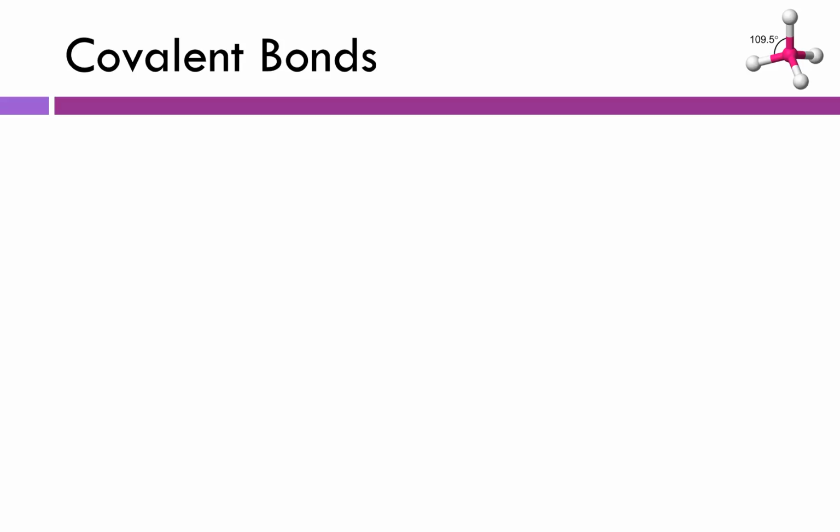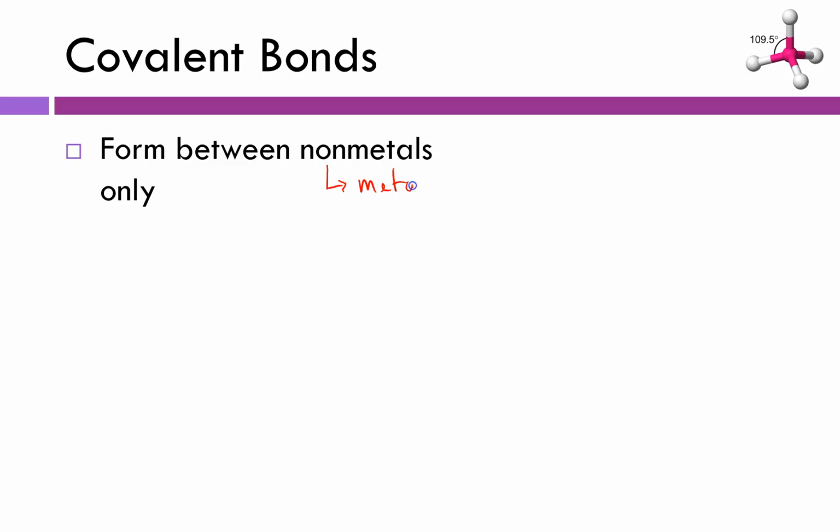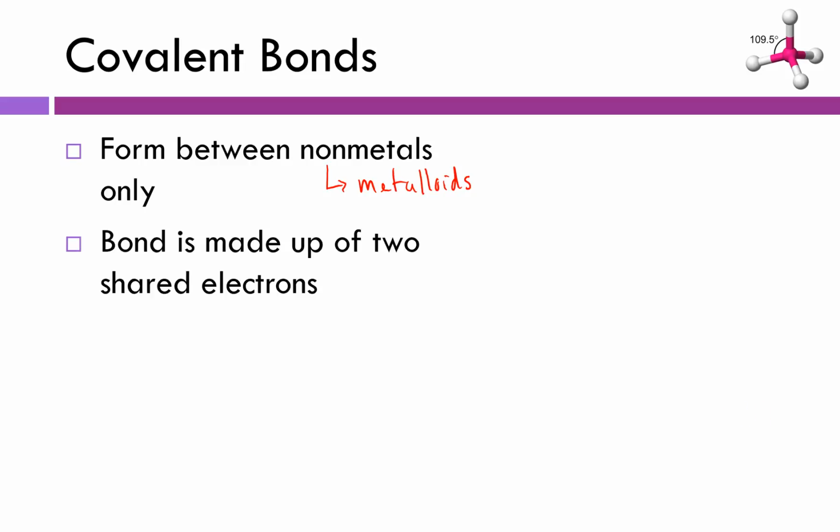Just to review some covalent bond background information that you probably have from the reading. Covalent bonds form between nonmetals only. For the sake of this unit, we're going to treat metalloids as though they are nonmetallic elements. They tend to bond, all of them, more covalently with other nonmetals than ionically. Any bond is going to be made up of at least 2 shared electrons. There is no such thing as a bond with just 1 electron.